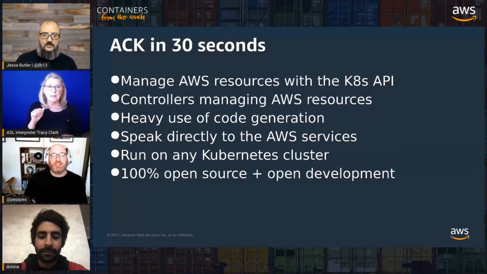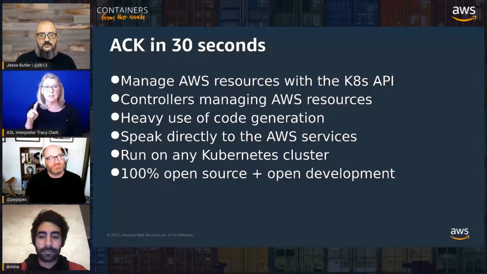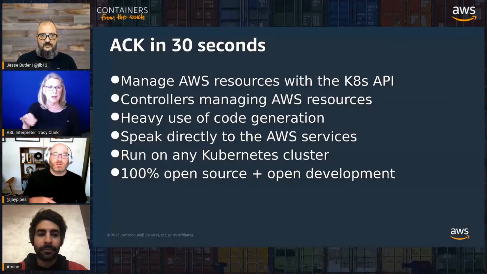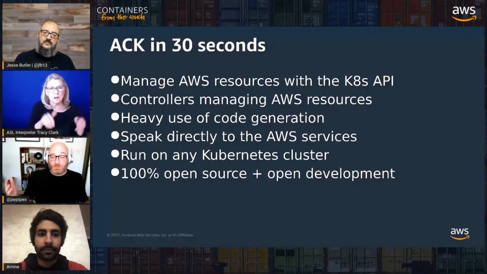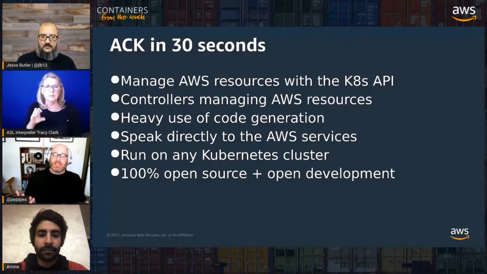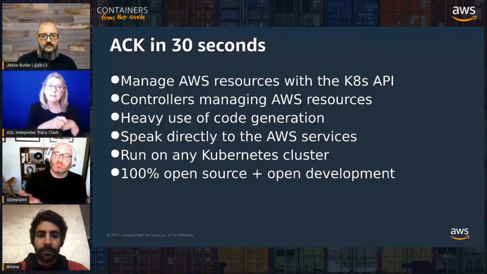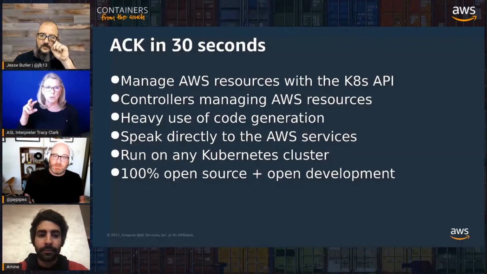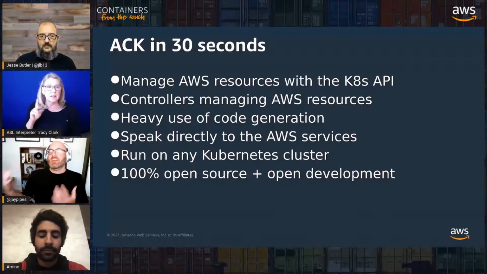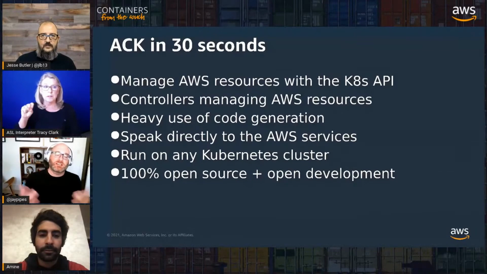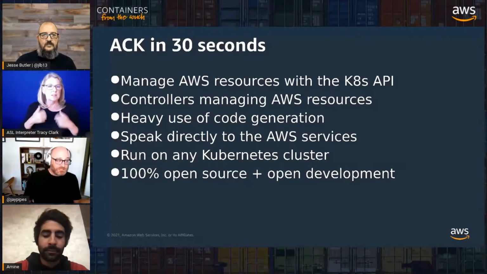So, all right, ACK in 30 seconds, or maybe 60 seconds, we'll see. So what is ACK all about? Basically, it just allows you to manage AWS resources using the Kubernetes API. So instead of logging into the AWS console or using the AWS CLI to create resources or update a resource, instead you simply do kubectl apply and communicate with the Kubernetes API. And there's a set of ACK service controllers that actually communicate with the AWS service APIs for you and manage the lifecycle of resources in your target accounts.